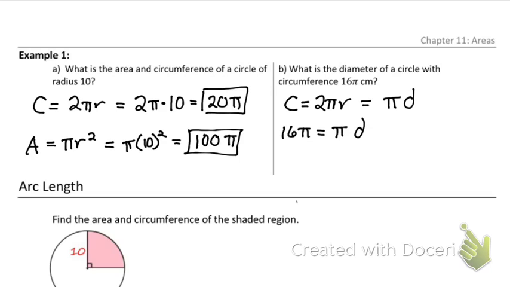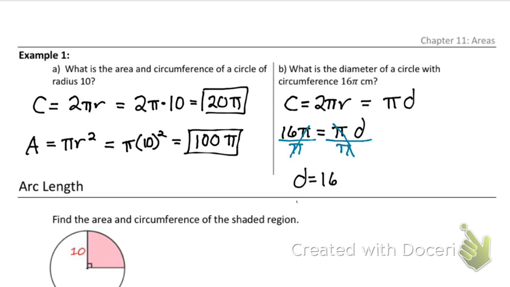Now, don't forget, pi is a number. What you do with numbers, you're going to do with pi. So if I had 16 equals 3 times d, to get d alone, I would divide by 3. Well, pi is just a number, so I can divide by pi. We're going to divide both sides by pi. Anything over itself is just 1, so pi divided by pi just turns to 1, and I'm left with 16 equals the diameter. In other words, diameter equals 16.